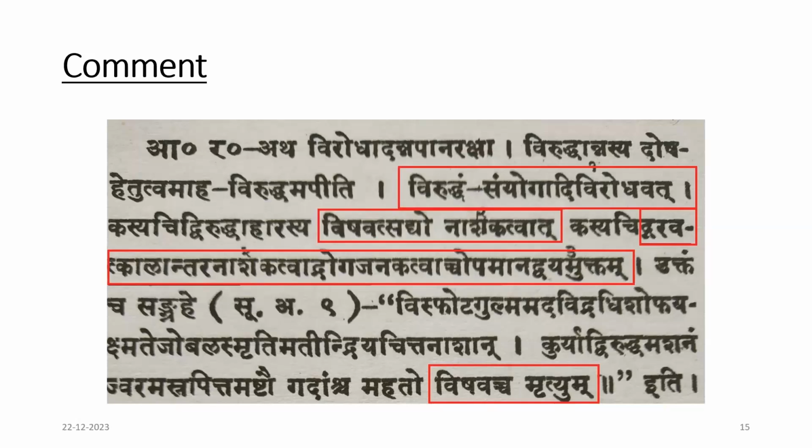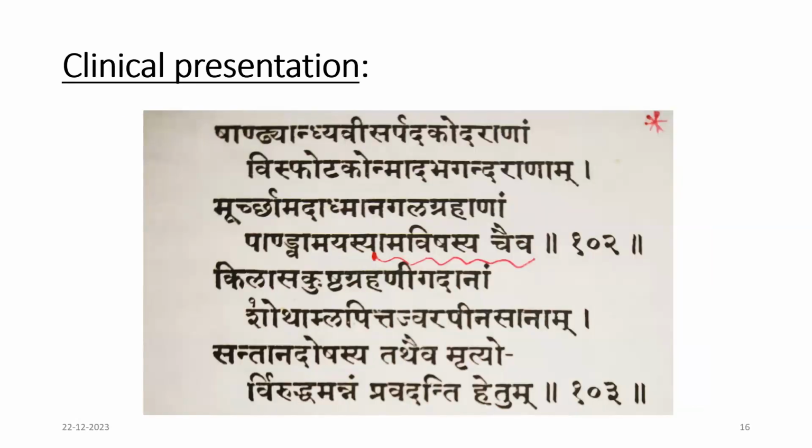Garavat, Kalantara, Nashakatvat, Rogam Aprana, Visarpa, Dakodarana, Vispotaka, Unmada, Bagan Unmada. I think we have a lot of references to be discussed to bring it under Agada. Unmada, Bagandaranam, Murcha Madadmana Galagrahanam, Pandwamaya, Amavishasya Jaiva, Kilasa, Kushta, Grahani Gadanam. Aren't these the references that we have discussed in the symptoms of Dushi Visha and Garavisha?